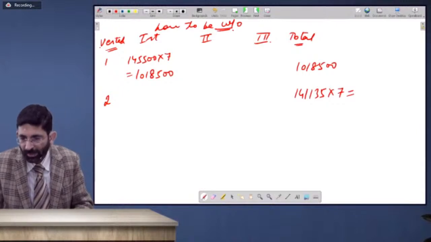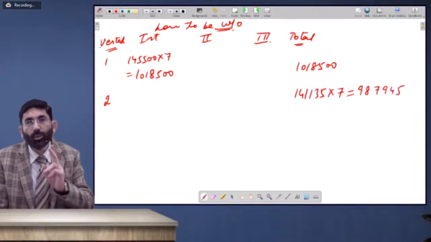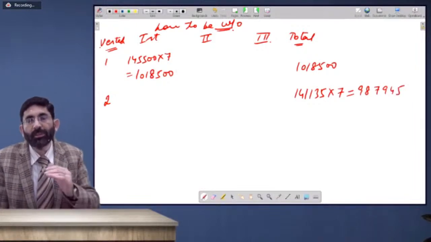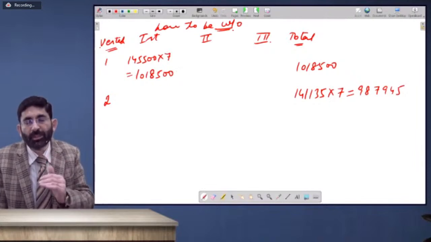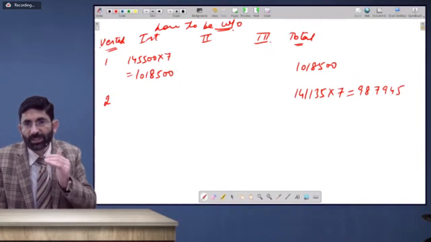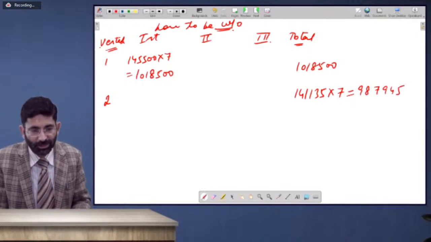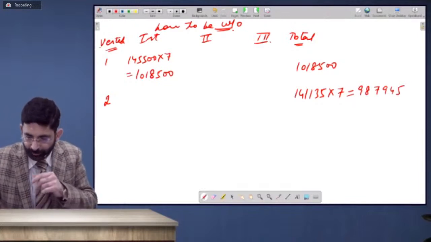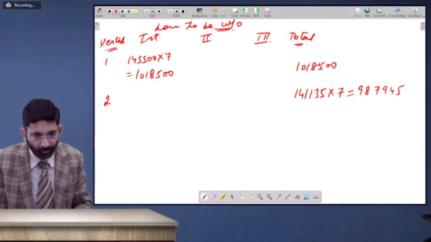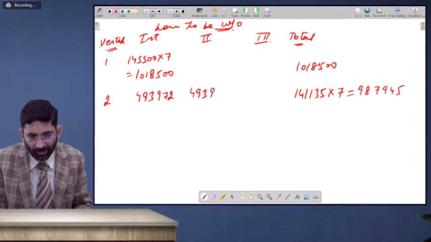It will be 9 lakh 87,945. This is a total loss which is to be divided into 2 years, because obviously this loss is to be suffered in first and second both years. So 50% each will be written off. 4 lakh 93,972 and 4 lakh 93,973.